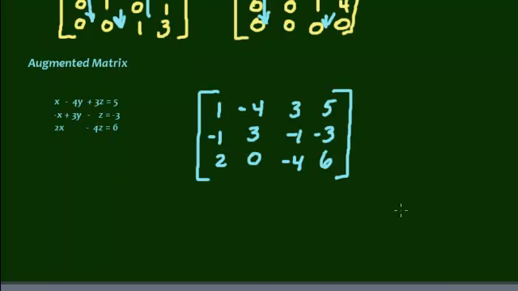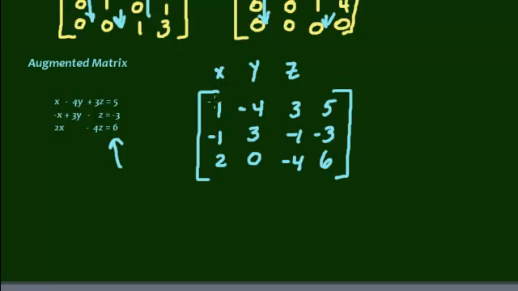The last topic on this vocabulary video is going to be that of an augmented matrix, and that's just taking a system of equations, placing it into a matrix. As you can see, I just took their coefficients, and the values that this matrix equals are in the very last column. This is actually my X column, my Y column, and my Z column.